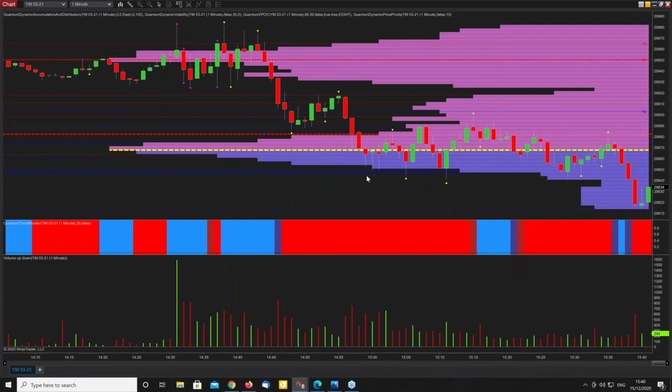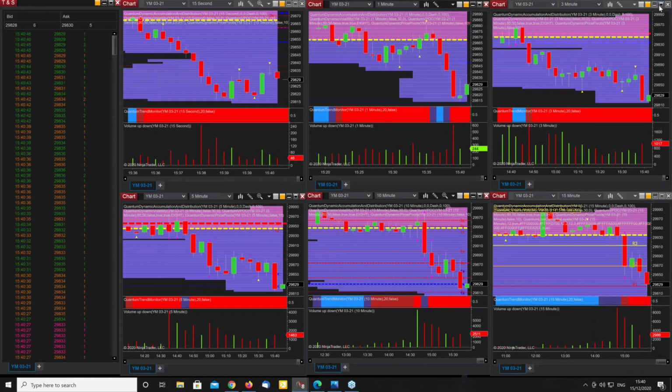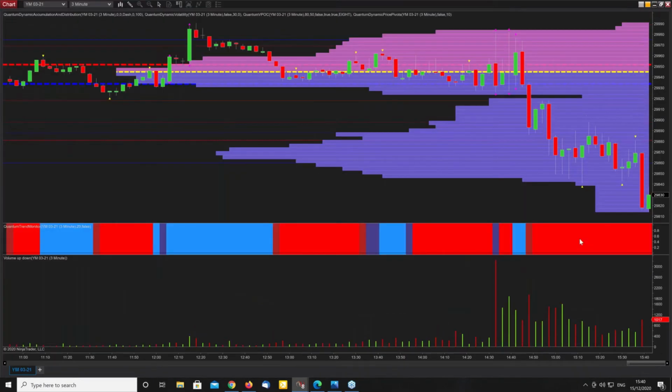As you can see, it ran into that and bounced off. Then we've got this one here, this blue level. That was acting as support all through here at the time, and it's now been breached. Of course, it's now acting as resistance. Decent volume under that last candle. So say this is on a minute. Let's go up to the 3-minute and see what that looks like.